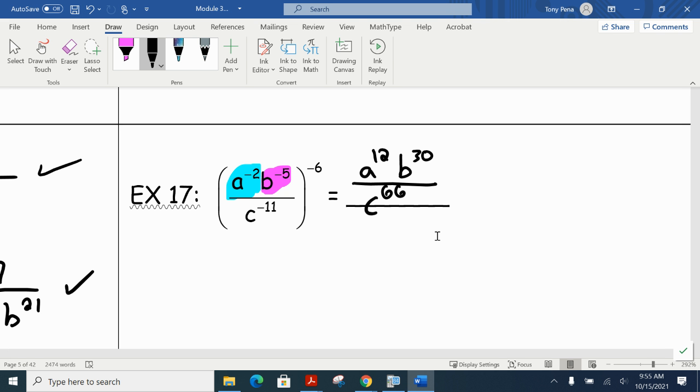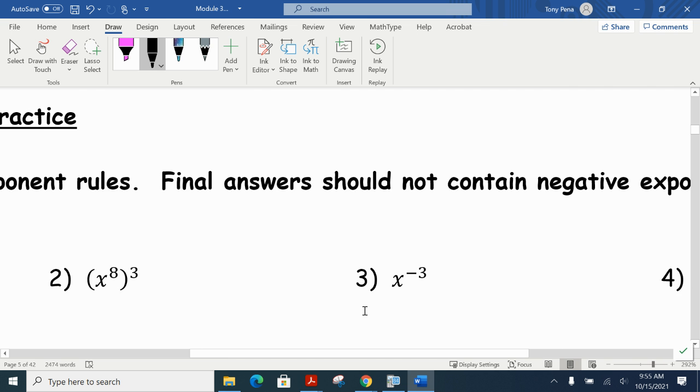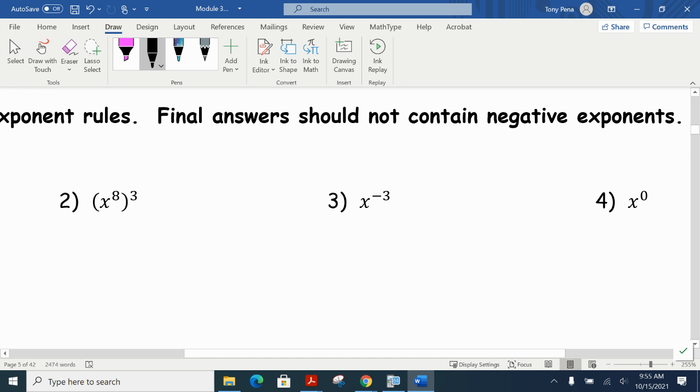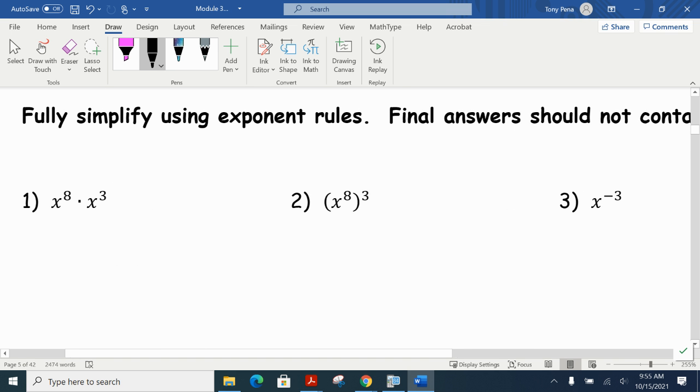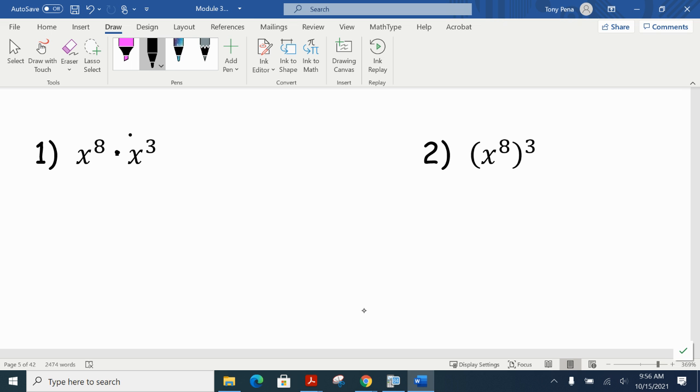Okay, so if you weren't here yesterday, we're going to start really, really slow. Hit on these rules, and then we'll slowly add layers to this. So our very first rule from yesterday is if we are multiplying like terms. So if you look at number 1, we are multiplying 2 x's. When we do that, that's when we add our exponent. So it's just an x to the 8th times an x cubed. That's x to the 11th. So when we multiply like terms, you add their exponents.